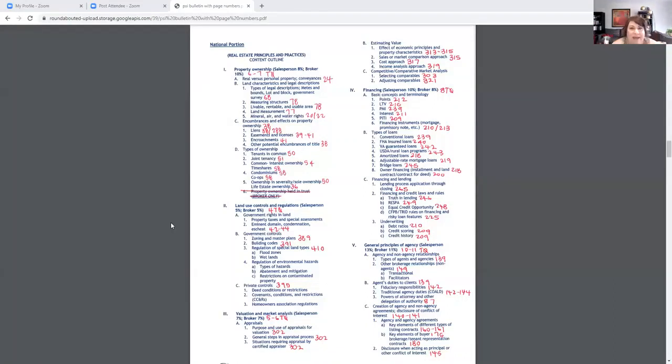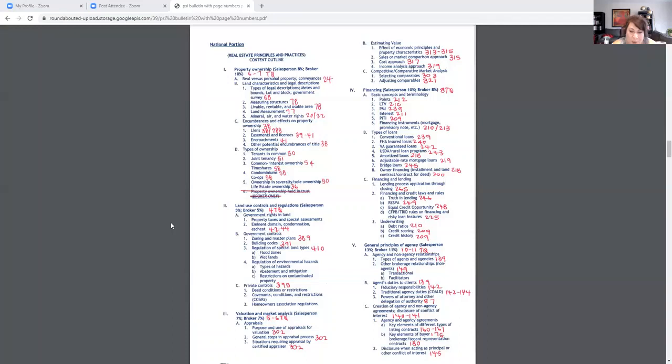The city doesn't have anything to do with those deed restrictions, but they do have something to do with those building codes. That's why they issue building permits and then occupancy permits at the end, saying, yes, this property is safe for someone to live in. Okay.